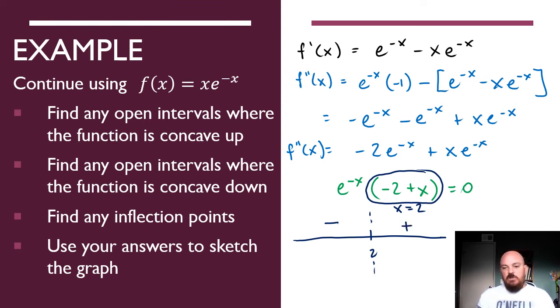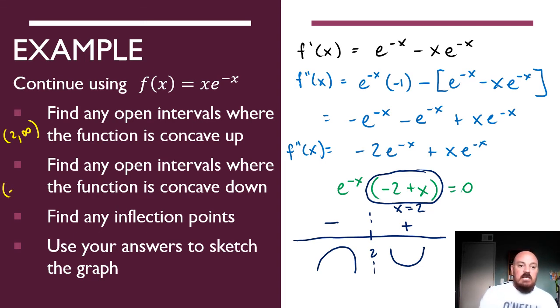I don't usually draw the picture on this one, but if you wanted to, this one is concave down, or bowl-shaped down here. And positive means concave up over here. Don't do the arrows though, we're not talking decreasing and increasing anymore. So for my answers, open intervals where it's concave up, that's the plus. That would be 2 to positive infinity. Open intervals where the function's concave down, that's the minus. That would be negative infinity to 2.